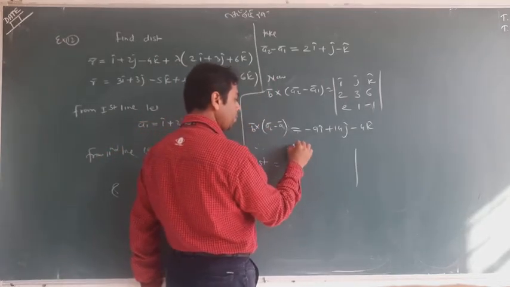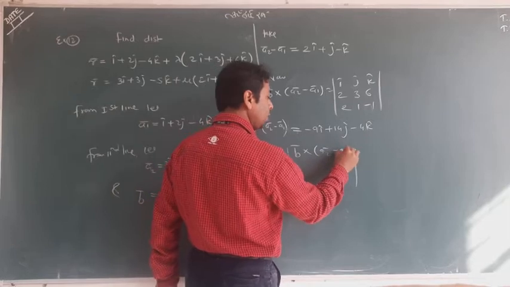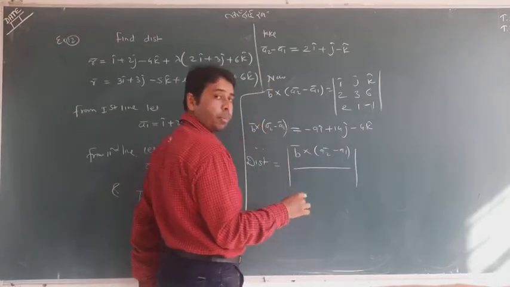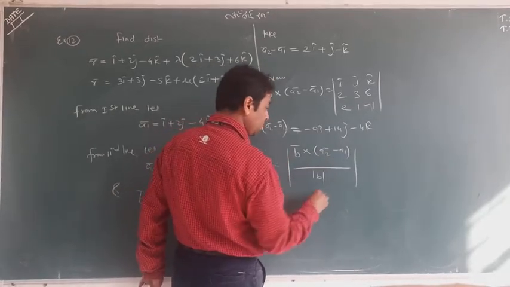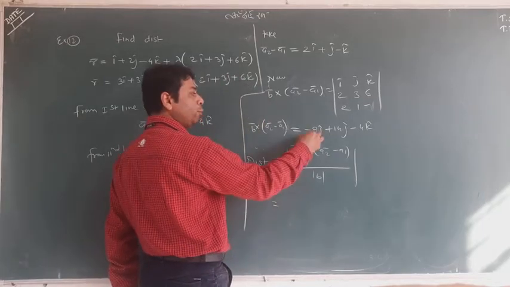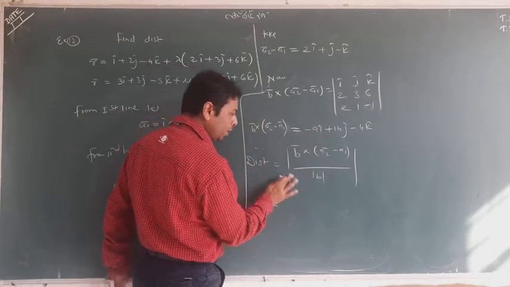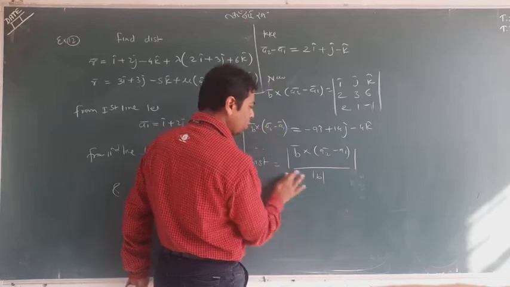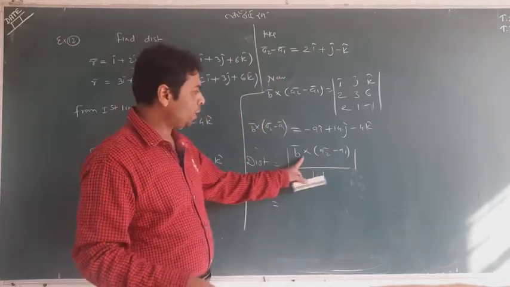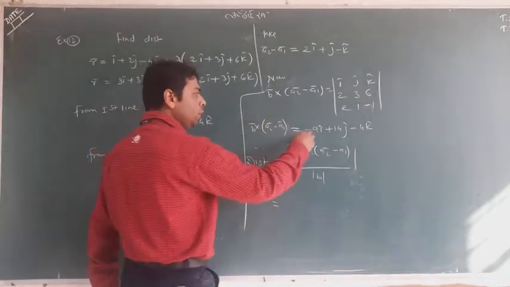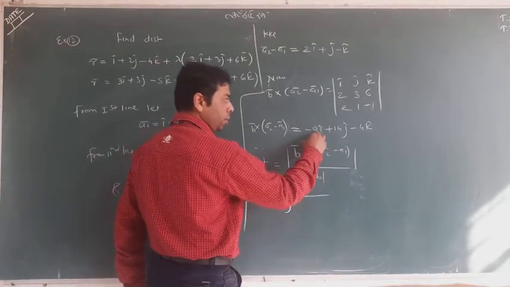It's B cross (A2 minus A1) upon mod B. So you know what to do. You have to find the mod. You can write the mod till here, because the denominator is already in mod. So B cross (A2 minus A1), put a mod.